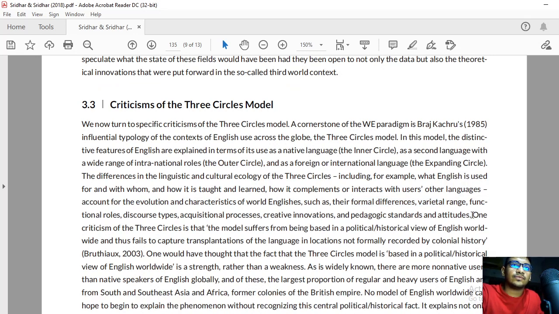Alright. One criticism of the three circles is that the model suffers from being based in a political and historical view of English worldwide, and thus fails to capture transplantations of the language in locations not formally recorded by colonial history.